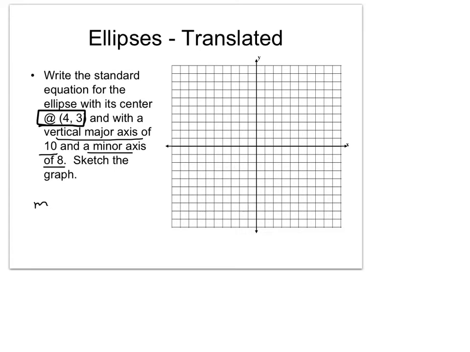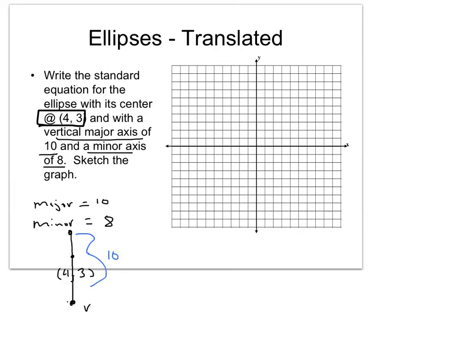So if the major axis's distance is equal to 10, and the minor axis's distance is equal to 8, we know that the center is the middle. So just to draw a generic picture, this would be (4, 3), this point. And we have a vertical major axis, so it would go through this way. We'd have a point here and a point here. These would be our vertices, right? This whole distance is 10.